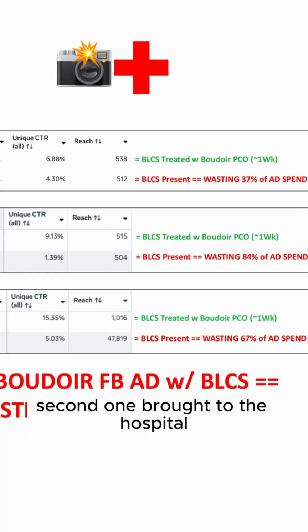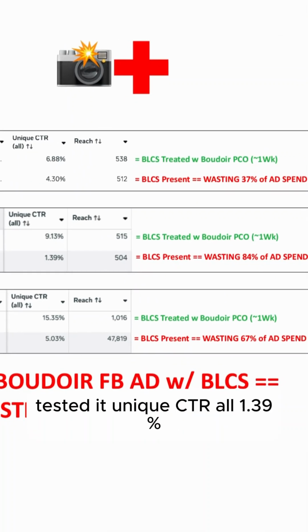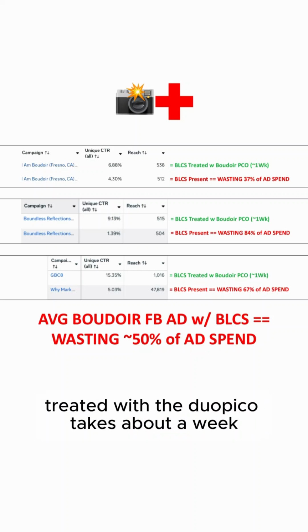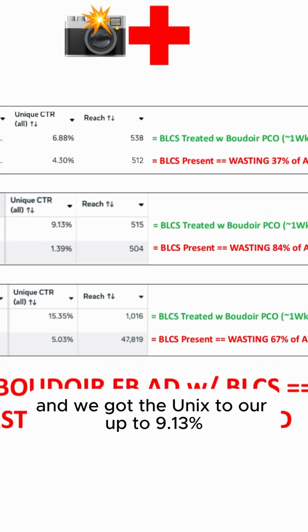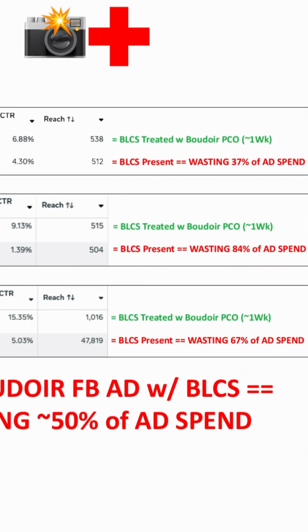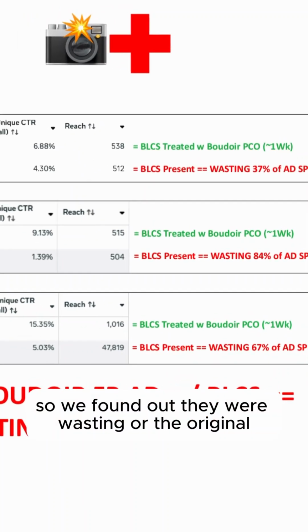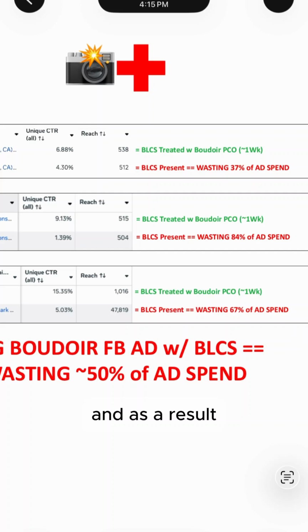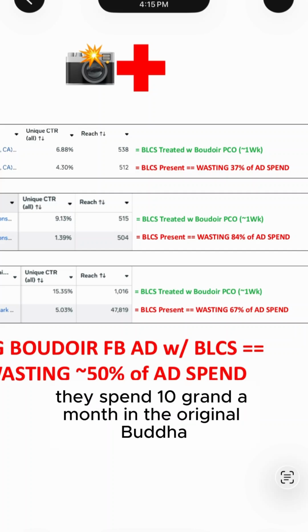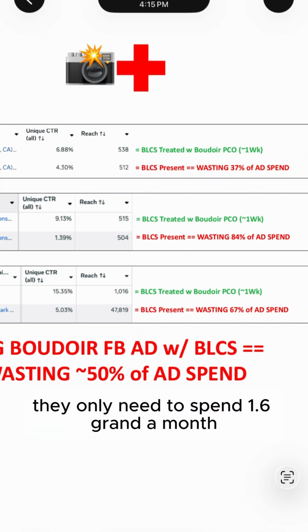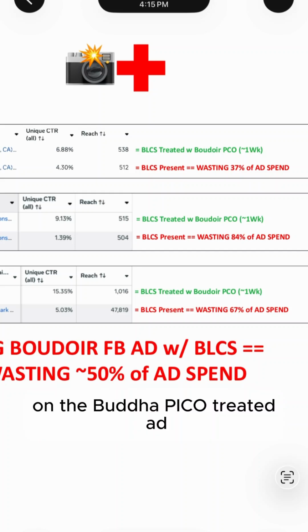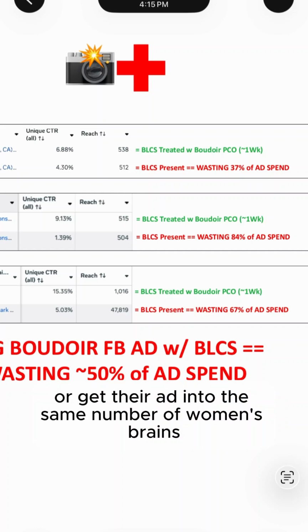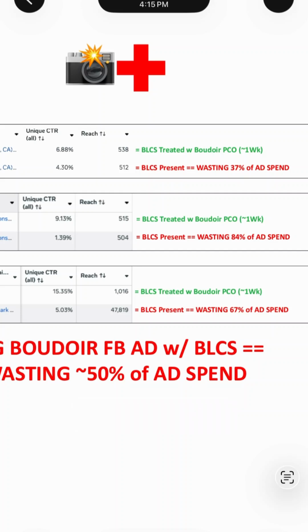Second one, brought it to the hospital, tested it, unique CTR 1.39%. So we know that BLCS is present. We did the same thing, duplicated, treated it with Boudoir Pico, takes about a week, and we got the unique CTR up to 9.13%. So we found out the original was wasting 84% of its ad spend. As a result, if they spend 10 grand a month on the original Boudoir Facebook ad, now they only need to spend 1.6 grand a month on the Boudoir Pico treated ad, and they can get their ad into the same number of women's brains in both scenarios.